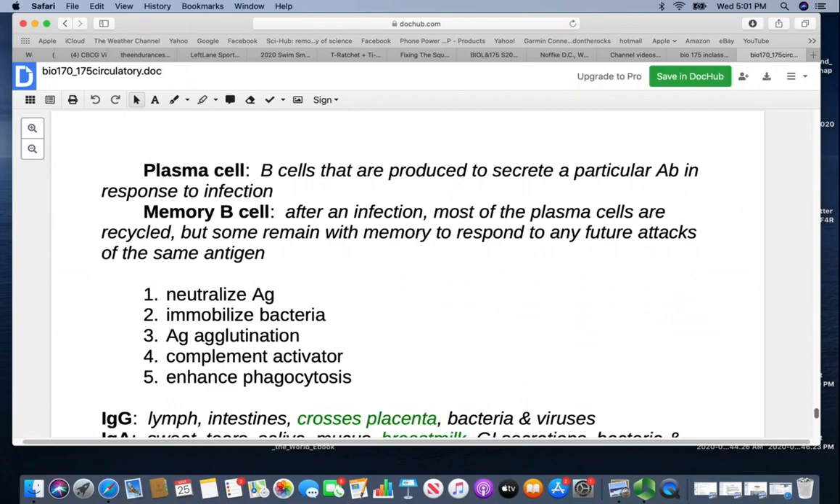So with this, you're going to neutralize the antigen. The antibody can help to neutralize the antigen. It can help to immobilize bacteria. It's not necessarily going to kill it, but what it can do is stop it from doing its normal activity. You can have antigen agglutination. So with these antibodies on there, it's basically like handcuffing it and taking it out of commission. Complement can be activated, and that will help to enhance phagocytosis. So those agglutinated antigens can be phagocytized and eaten up.